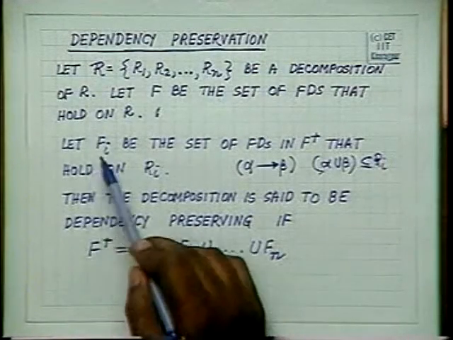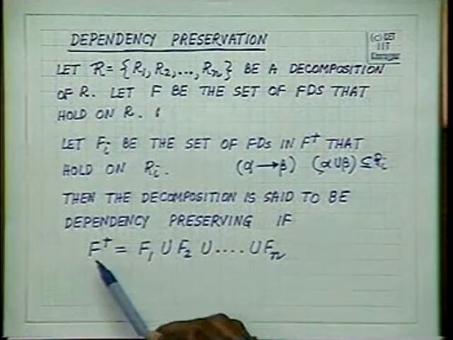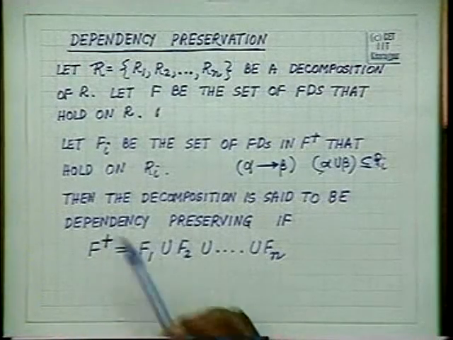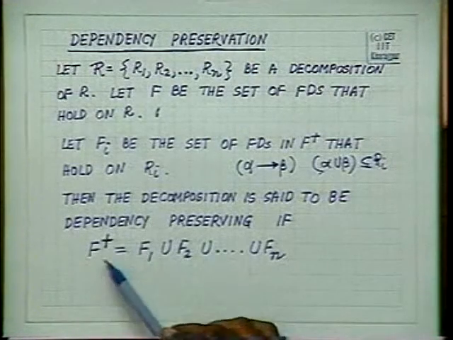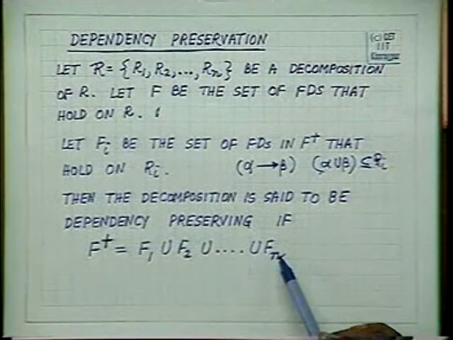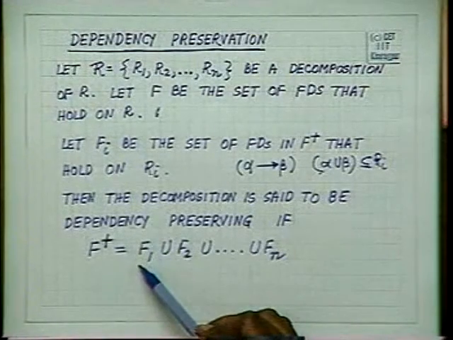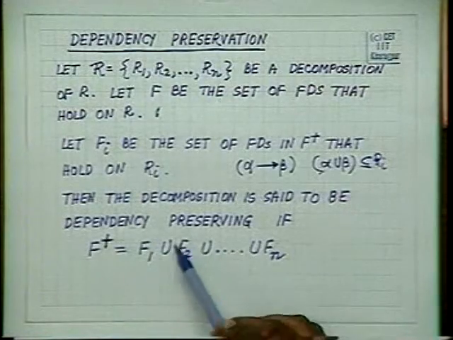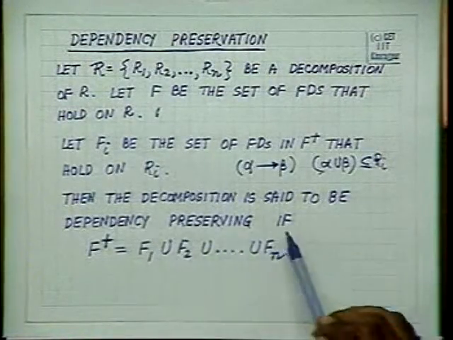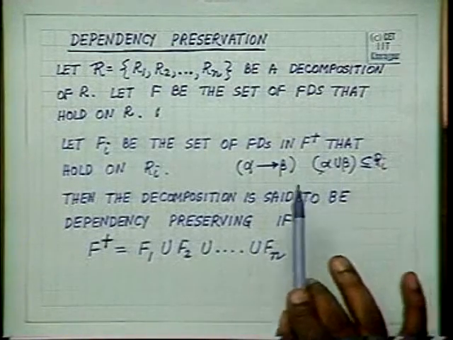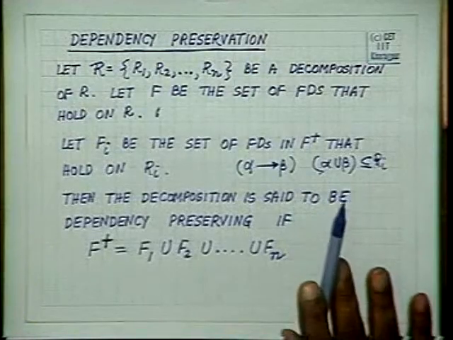Now you take all these Fi's together. The union of these must give me back F plus. If the union gives me back F plus, it means that I can individually check F1 on R1, F2 on R2, F3 on R3, Fn on Rn, and I can say that I have checked all my functional dependencies.